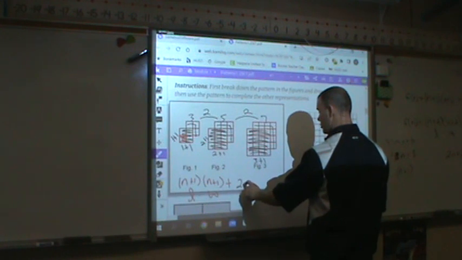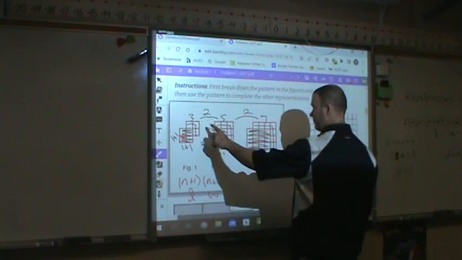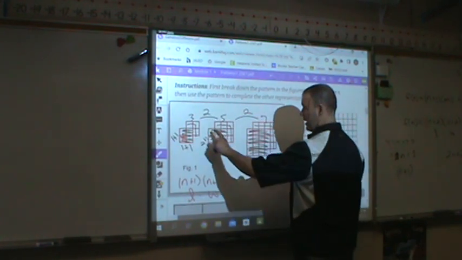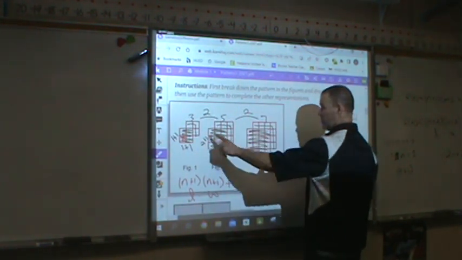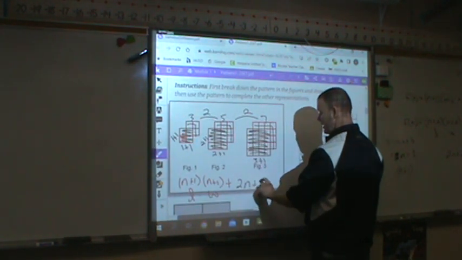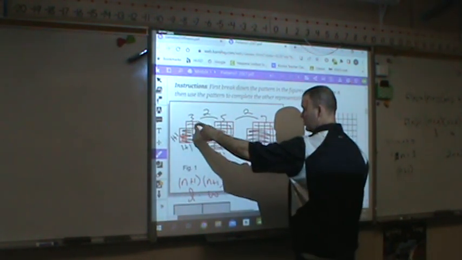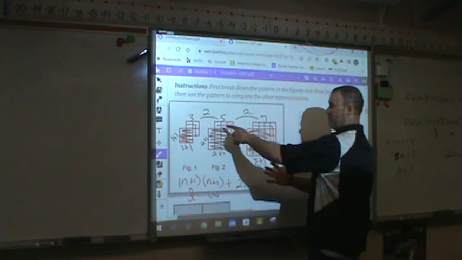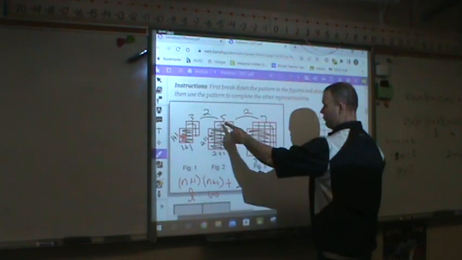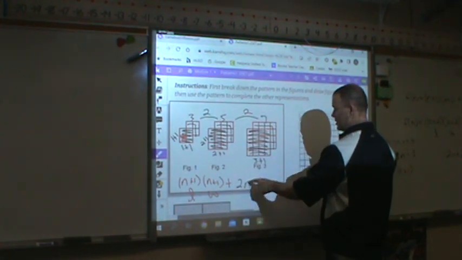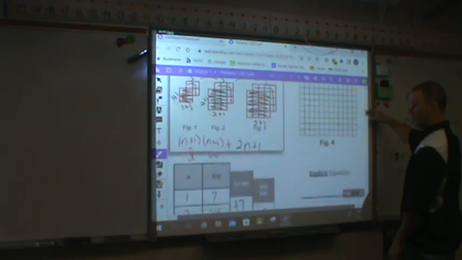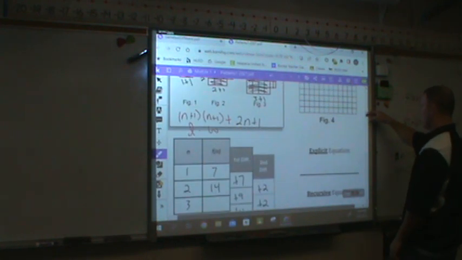Well, 2n, okay, so n is the figure number, multiplied by the common difference, 2, but that only gives me 2 of the 3 squares. I need to add 1, and that gives me the total for all 3. But will it give me the total for all 5? Well, remember, you're putting the figure number in here. So 2 times 2 is 4, 4 plus 1 is 5. 3 times 2 is 6, 6 plus 1 is 7. So yes, it works. That linear look essentially is it.